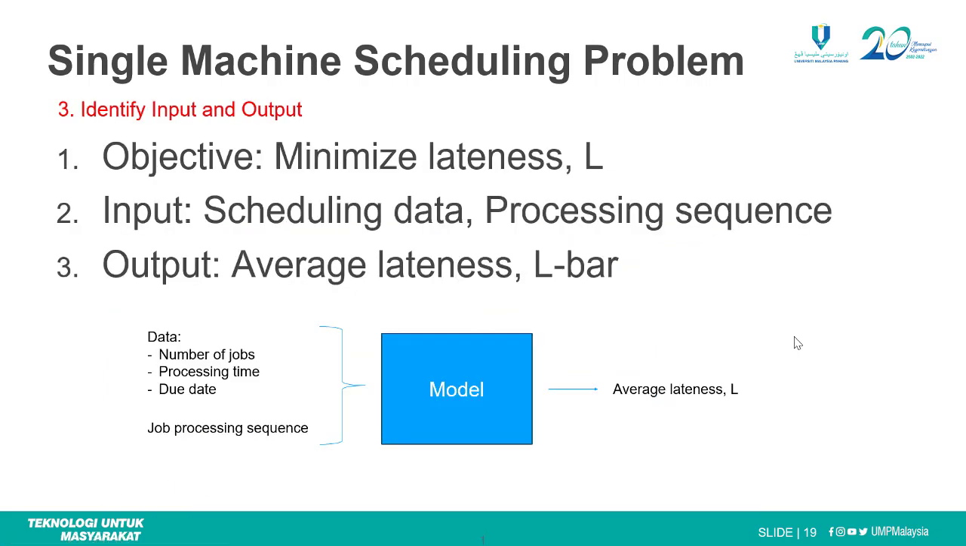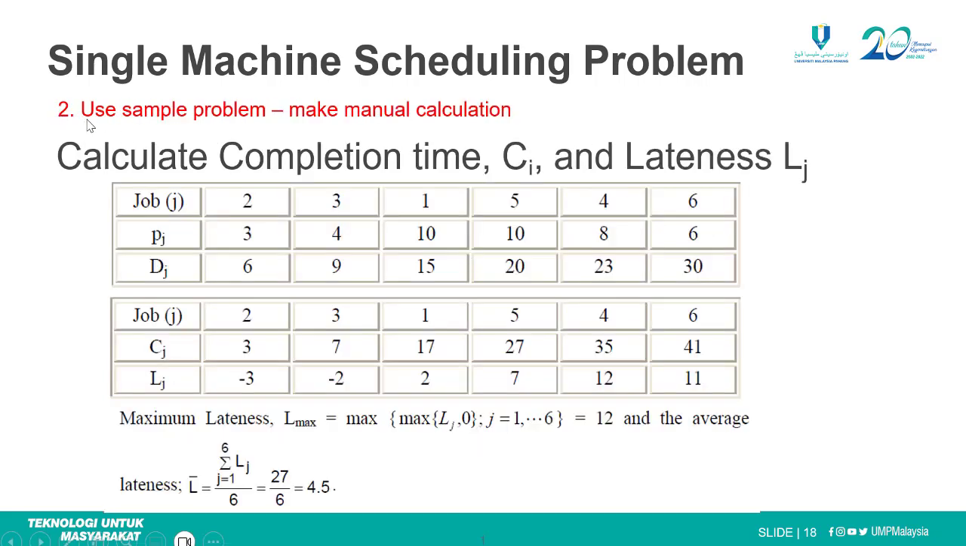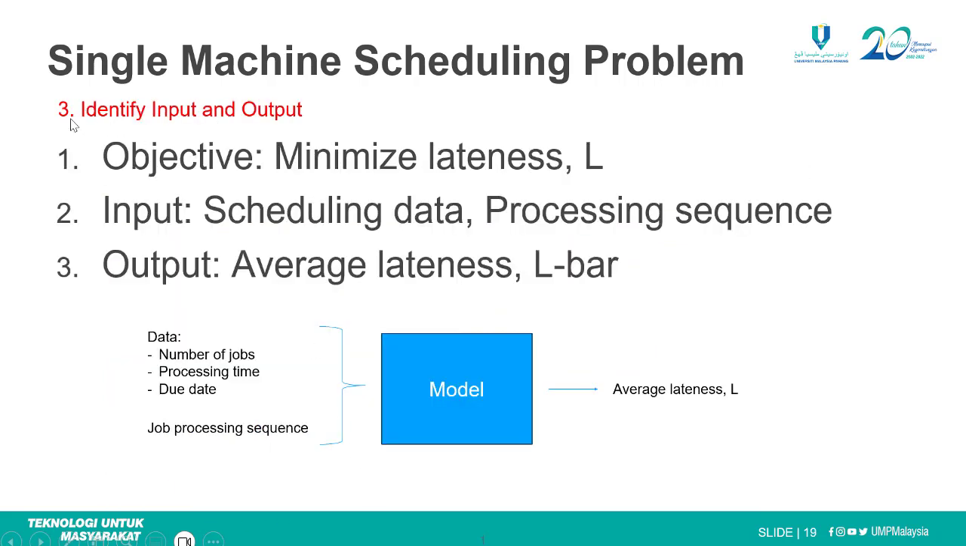All right, so previously we were on the second step, which is to use a sample problem and make a manual calculation until we can calculate our targeted indicators. Then number 3, we identify input and output. For this problem, the objective is to minimize the lateness L. The input is scheduling data, then the job processing sequence. The data consists of number of jobs, processing time, and due date.